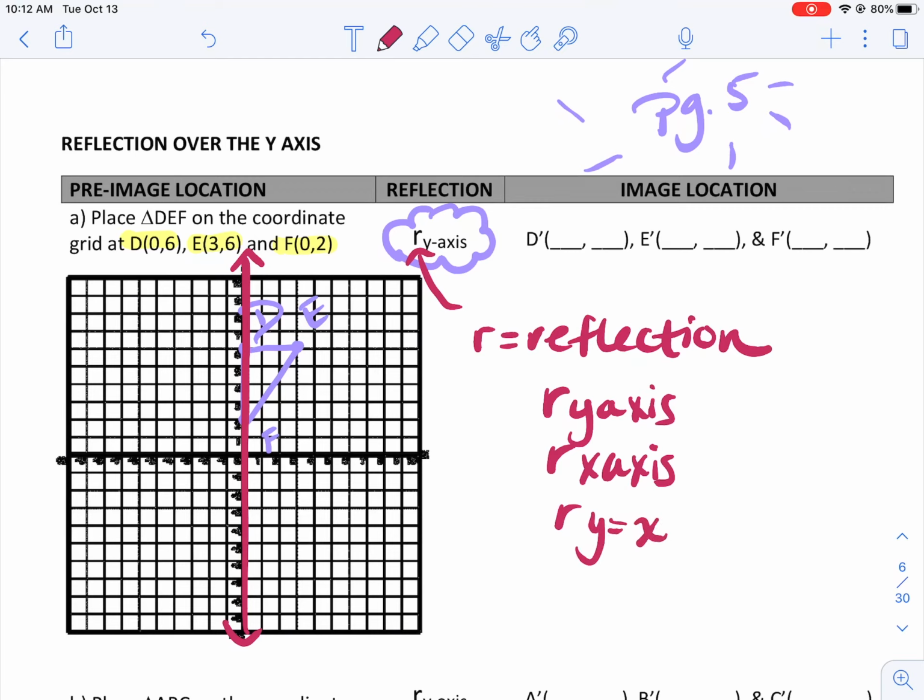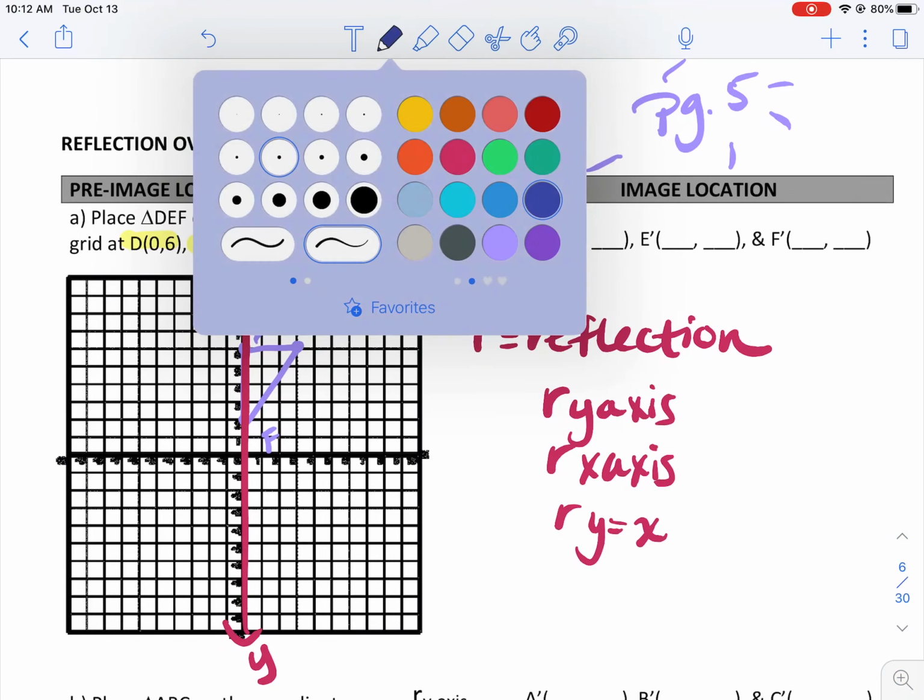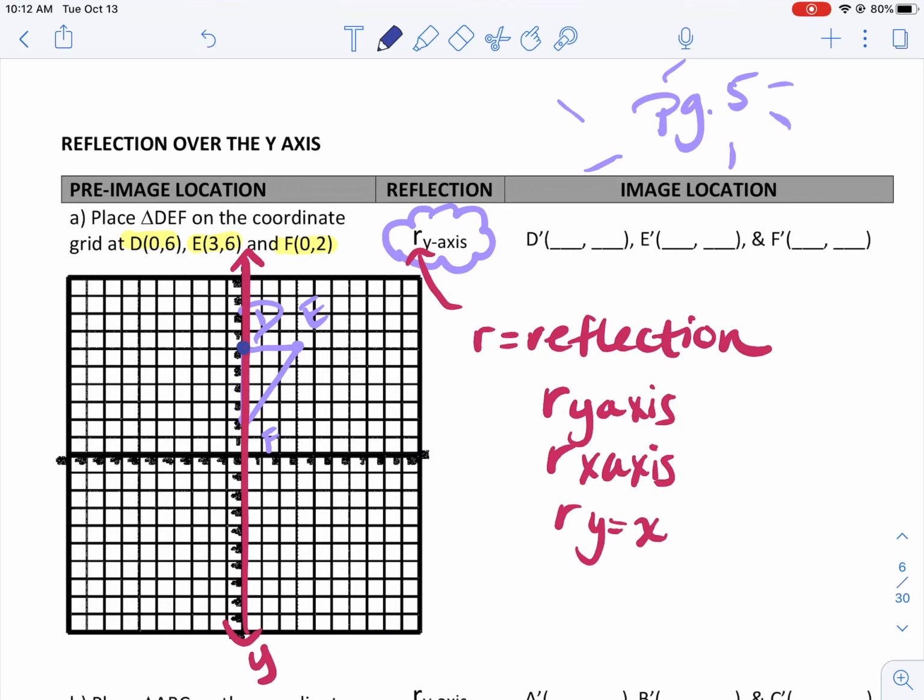So one helpful hint is I'm going to draw the y-axis in so I can see where I'm reflecting or flipping over. And what's actually nice, guys, is that D and F are already on the y-axis, so they're not going to go anywhere. So when I reflect over the y-axis, I'm going to make this D prime, even though it stays, and F prime. Remember, that's our image point. These are our pre-image, what we started with.